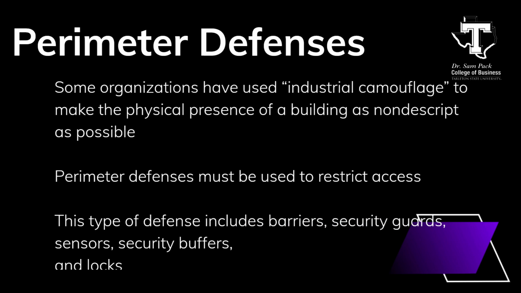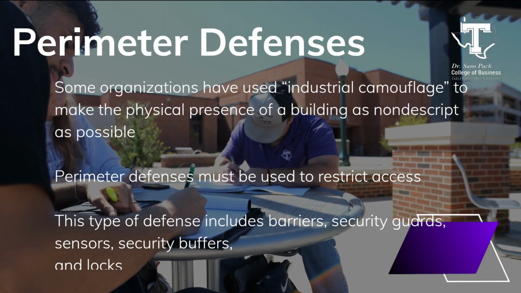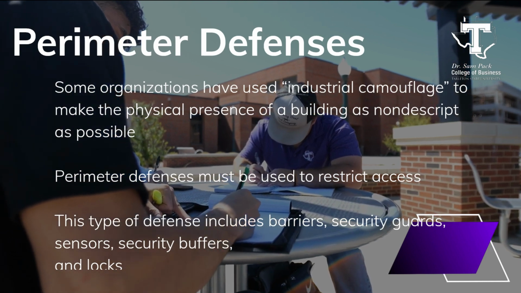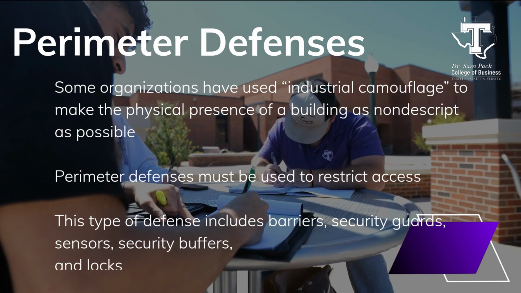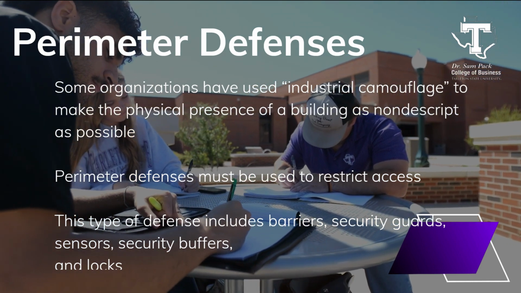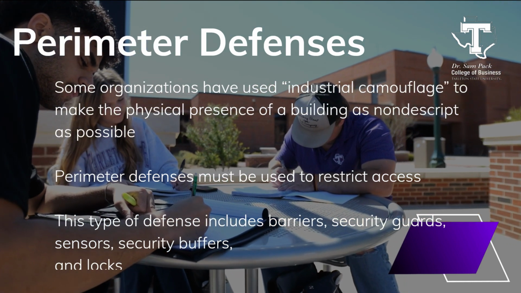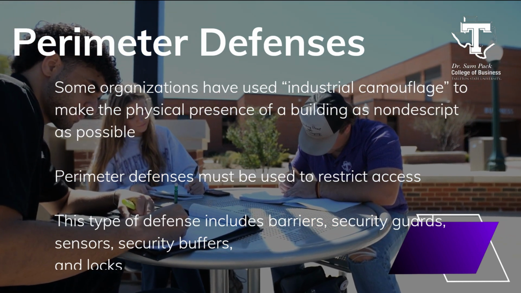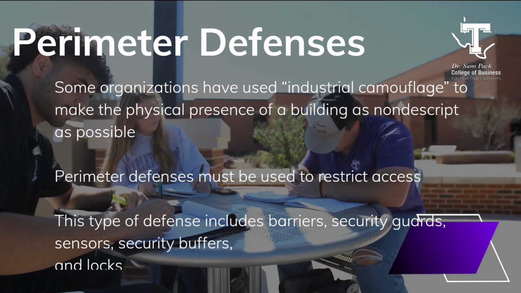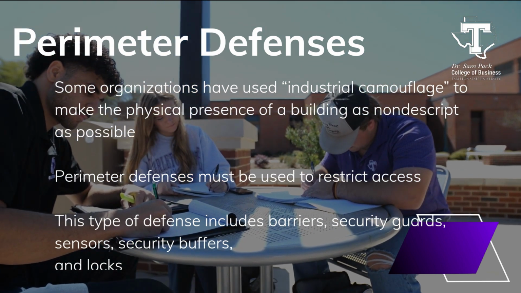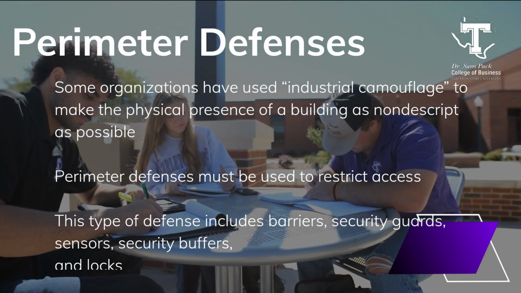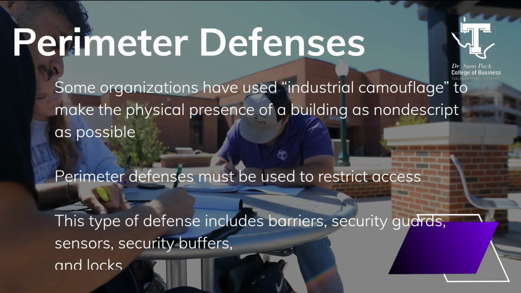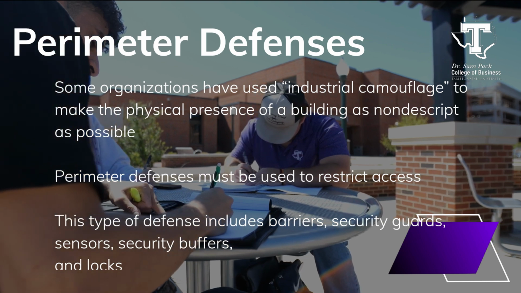Industrial camouflage is a strategic approach employed by some organizations to enhance physical security by making their buildings appear nondescript or unremarkable. The objective is to avoid drawing attention to the facilities that might be targets for theft, espionage, or attacks. This technique helps in minimizing the perceived value or importance of a site to potential intruders, effectively reducing the risk of targeted actions. In conjunction with industrial camouflage, perimeter defenses are essential for securing the physical boundaries of a property.